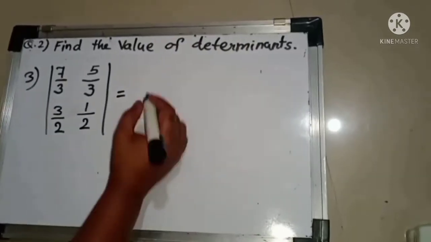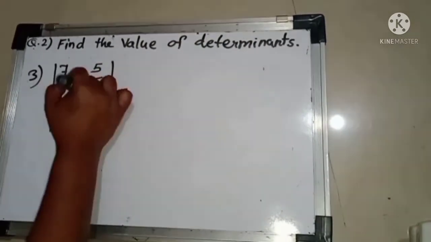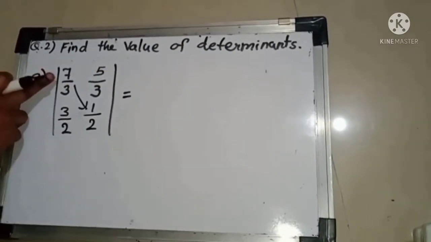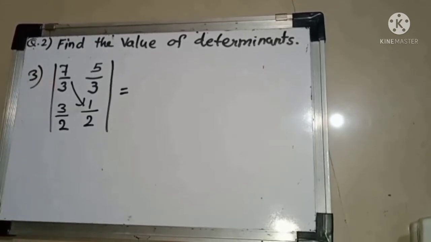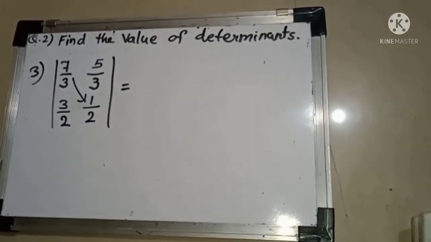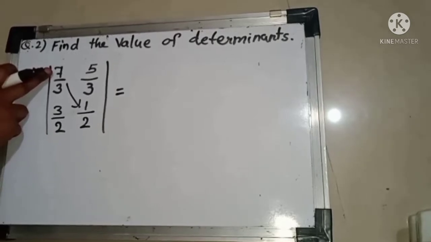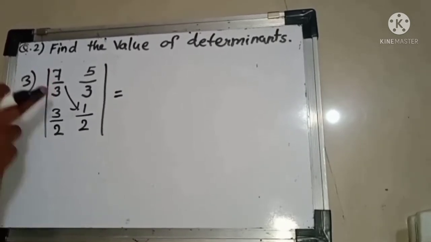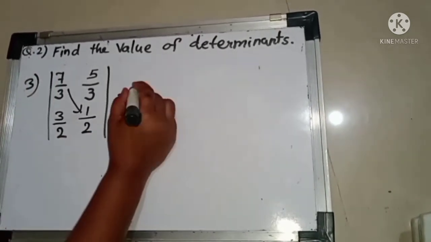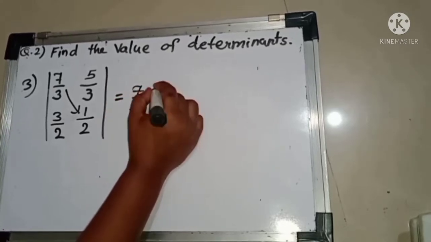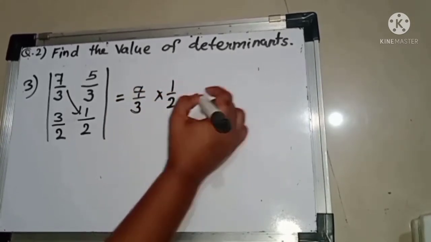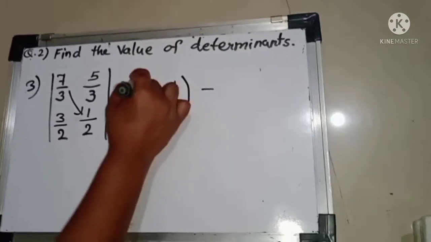Start with question number 3. So same method. Don't be afraid of big numbers, you don't need to be scared on seeing such numbers. So let's start with this part. This whole part we will multiply with this part. 7 upon 3 into 1 upon 2, minus, put a bracket if you want.